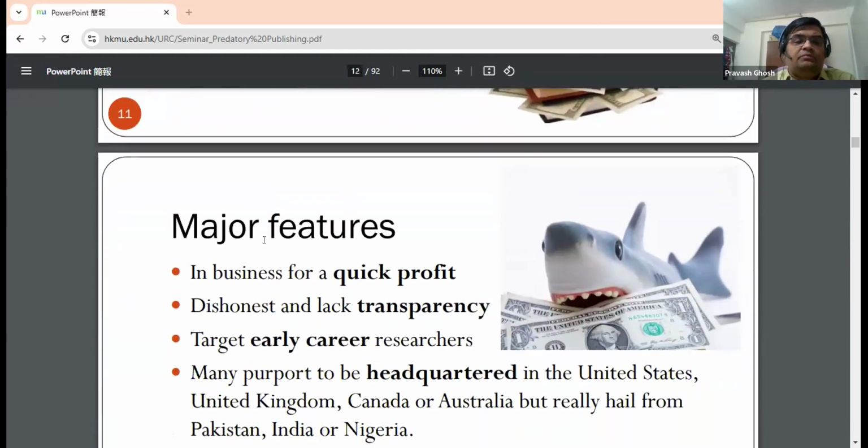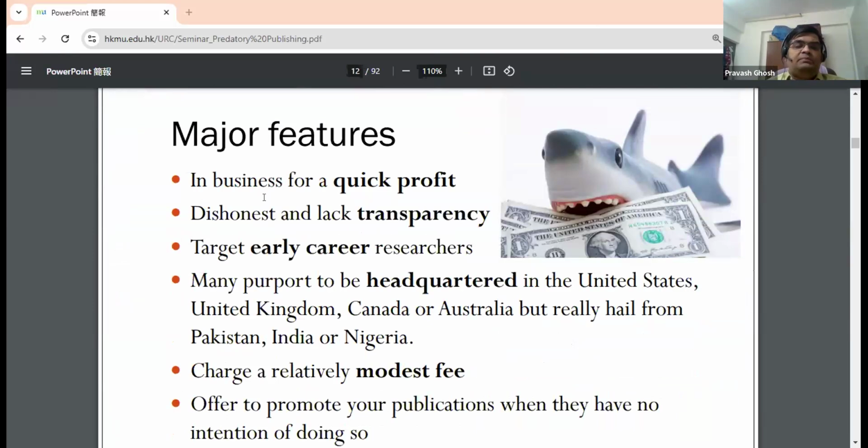Okay. Now, the major feature: a business for a quick profit. A predatory journal is not for improving the skill of a researcher or giving good feedback. They are only there to make money in a business for a quick profit, right? They will tell you, your paper will be published within 15 days. Then they will ask for money. Dishonest and lacking transparency.